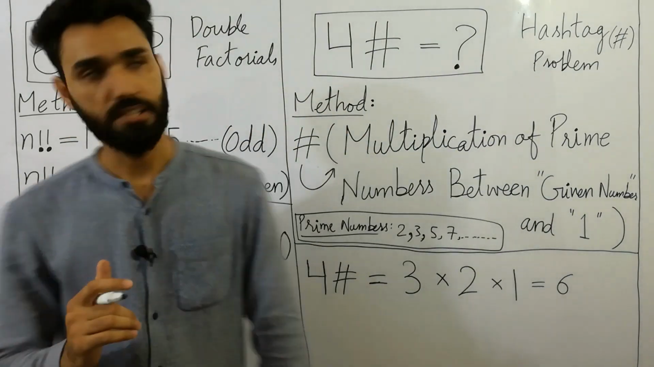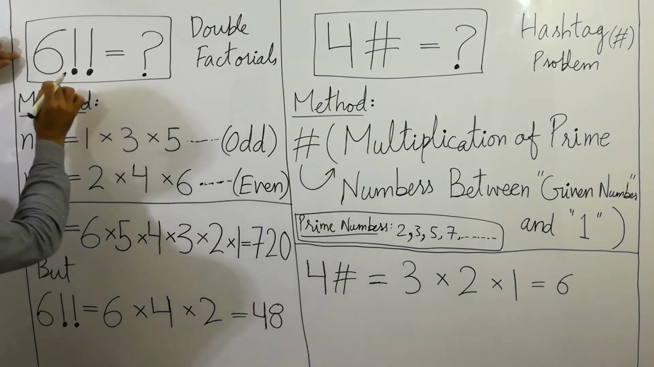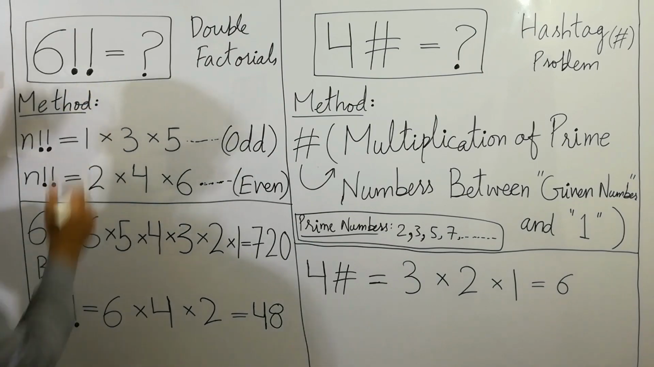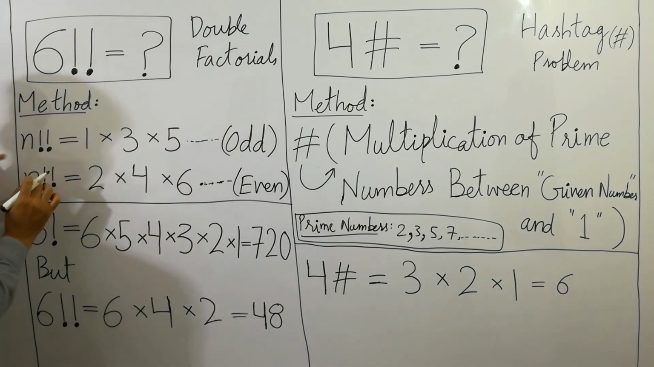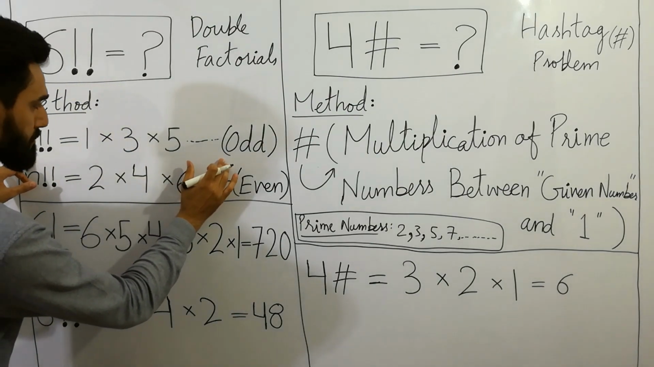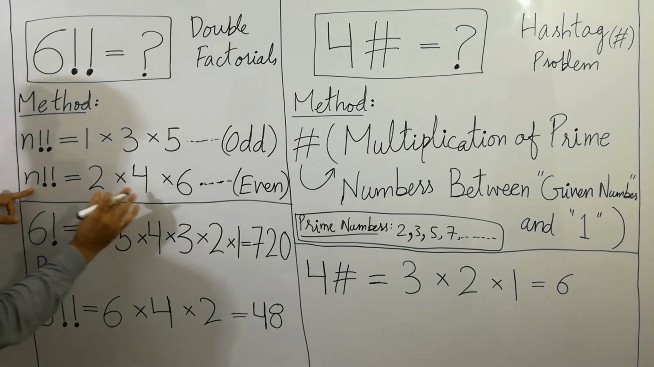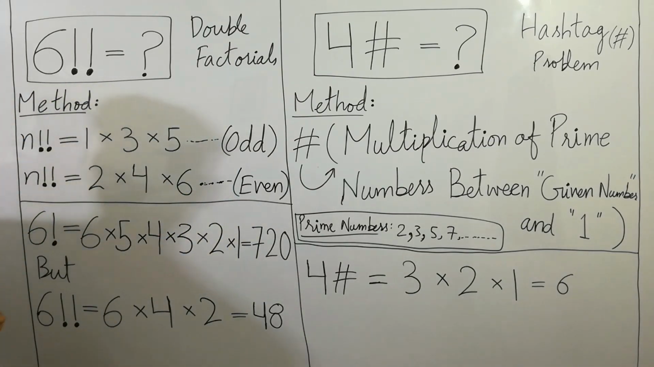So here, first of all, you are going to solve this. The question is, what is 6 double factorial? Let's discuss the method. N double factorial, you can write here 1, 2, 3. 1, 3, 5 are the odd numbers for double factorials, and for double factorial here are the even numbers. So let's discuss the concept.